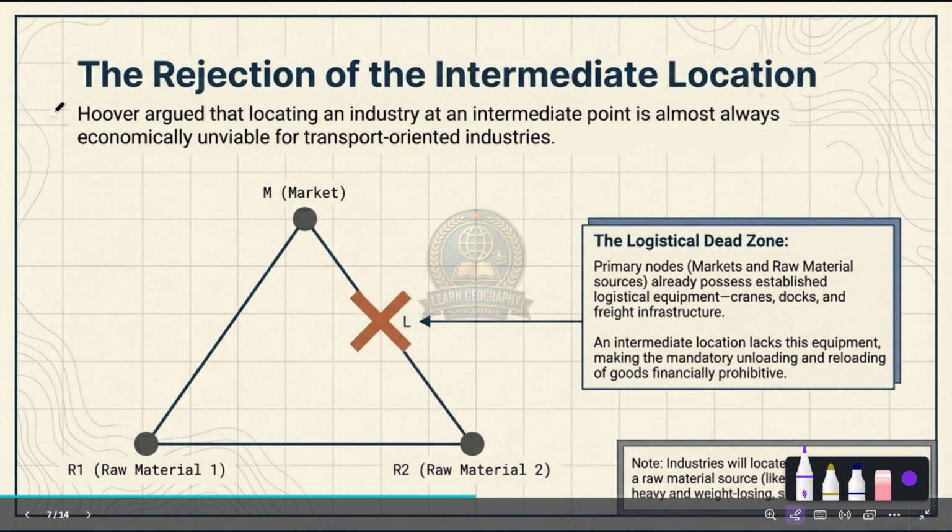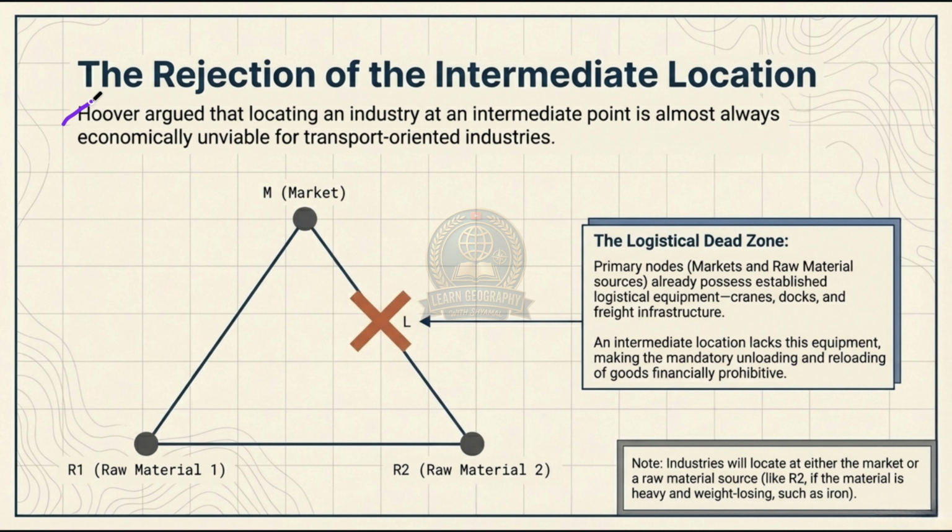The rejection of the intermediate location. Hoover argued that locating an industry at an intermediate point is almost always economically unviable for transport-oriented industries. Suppose this is the market M, this is the raw material 1, this is the raw material 2, and this is the L.